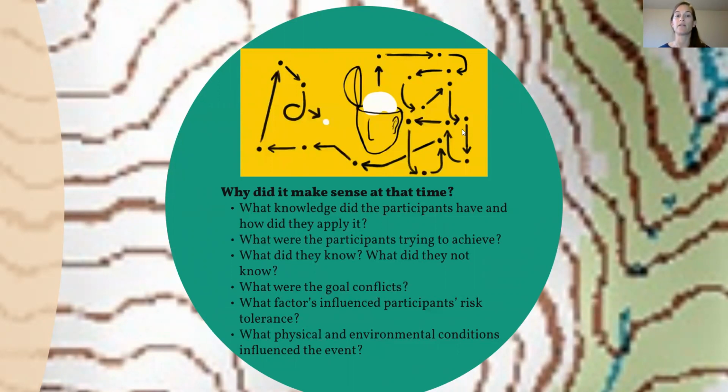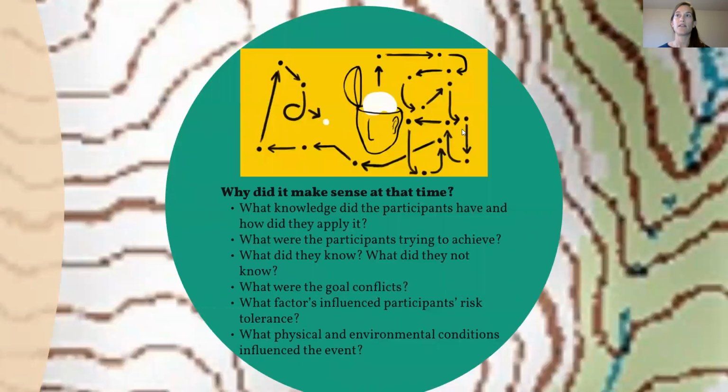Here are a few questions that you can ask yourself when attempting to understand why a decision or action was made. What knowledge did the participants have and how did they apply it? What were the participants trying to achieve? What did they know? What did they not know? Were there any goal conflicts? What factors influenced the participants' risk tolerance? What physical and environmental conditions influenced the event?